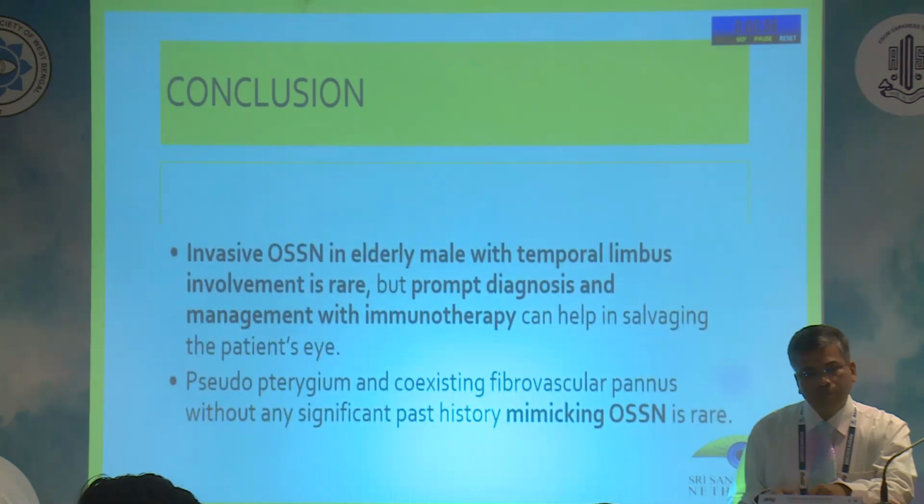In conclusion, invasive OSSN in an elderly male with temporal limbus involvement is rare, but prompt diagnosis and management in an immunocompromised patient can help in saving the patient's eye. Pseudopterygium and coexisting fibrovascular pannus without any significant past history, mimicking OSSN, is rare.